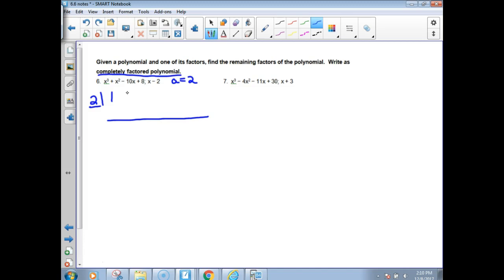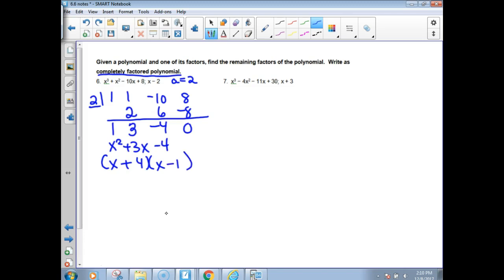Our coefficients are 1, 1, -10, and 8 for the constant. Bring down the 1, start multiplying, add vertically, multiply. We get down to 8 plus -8, which is 0. The reduced polynomial is x squared plus 3x minus 4, which factors to x plus 4 times x minus 1. Okay, those are the remaining factors.